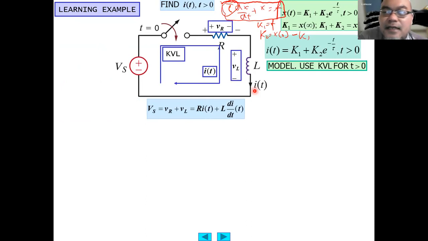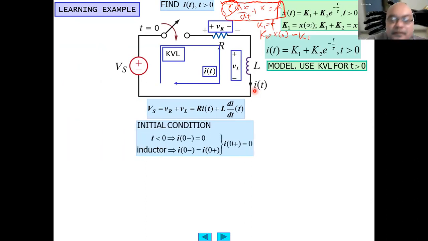Vr equals the current times the resistor, from Ohm's law. Then the Vl we can calculate from the differential form of the inductance law. Vl equals L di/dt.